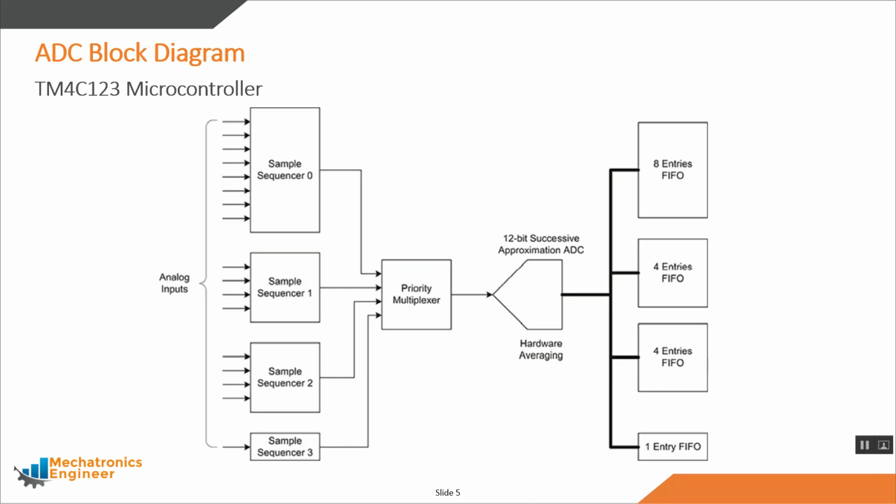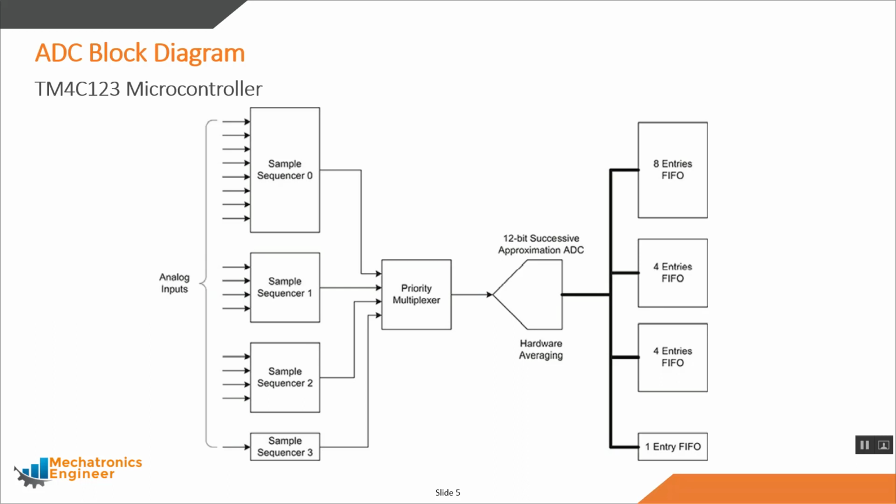Also, the sequencer inputs can be configured for any arbitrary analog channels, and it is not necessary to configure all the sequencer input channels. The sequencer outputs are multiplexed to the ADC input and have configurable priorities. In addition, each sequencer can have a separate triggering source, which we will see in the configuration steps. The ADC block is responsible for sampling rate as well as hardware averaging control. All the analog inputs connected to a specific sequencer will have the same sampling rate.